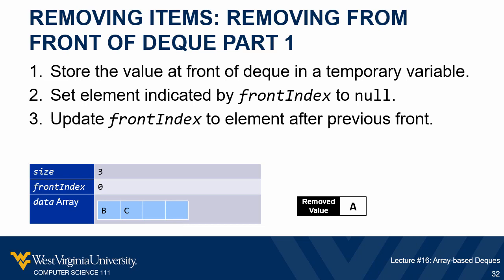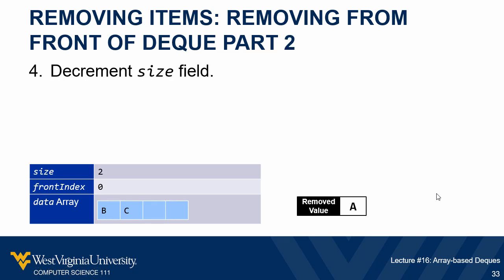I'm going to update front index to be the element that was after the old front. So here, where front index was 3, the next item in our array is going to be wrapping back around to 0. So I'm setting front index to 0. Then I want to decrement my size field to reflect that I have fewer items stored.